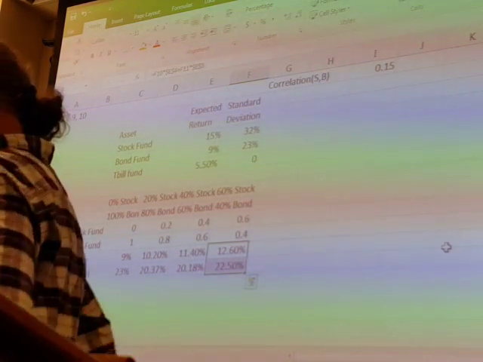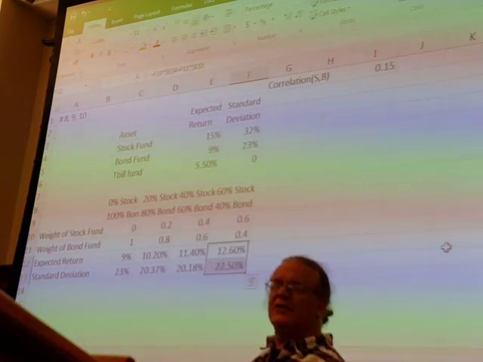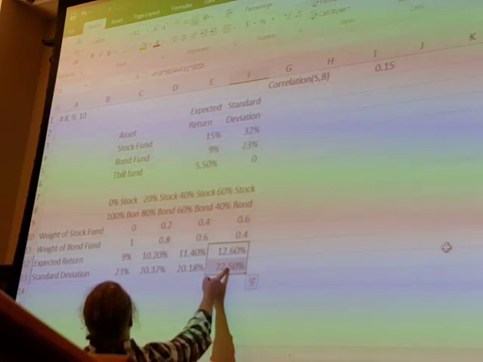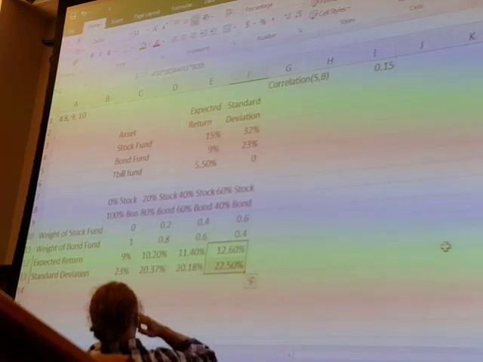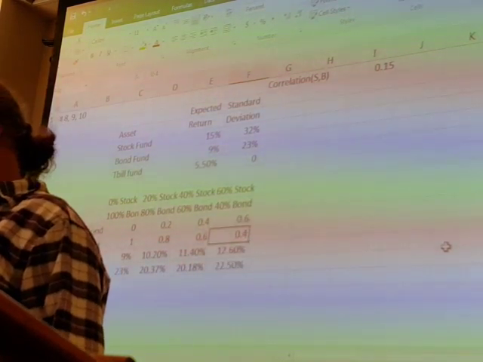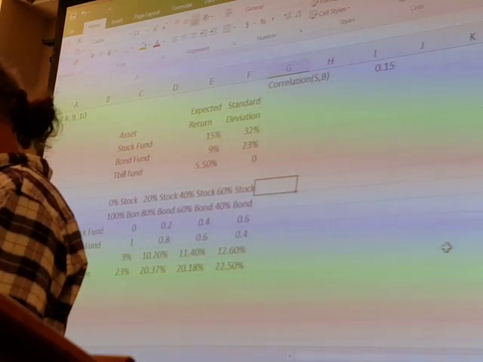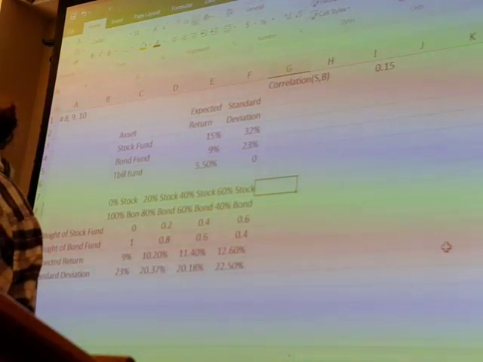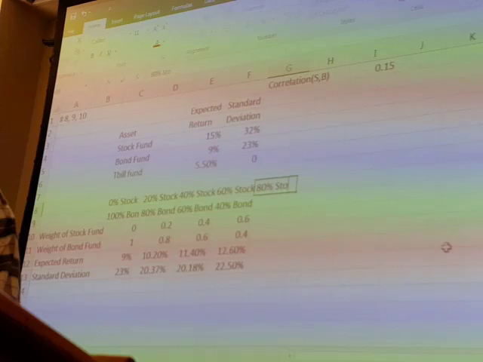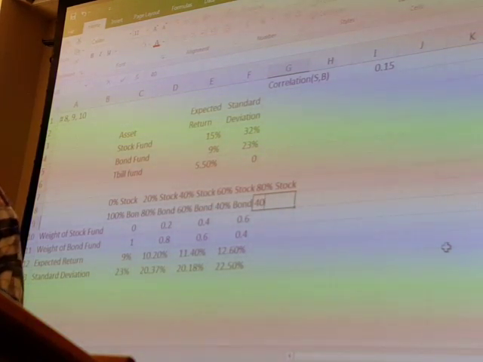Okay, now here what we've got, we're getting a higher expected return because we're adding in more stocks and less bonds, but now we're getting a higher standard deviation there. Okay, and this will be 80% stock, 40%, no, 20%.